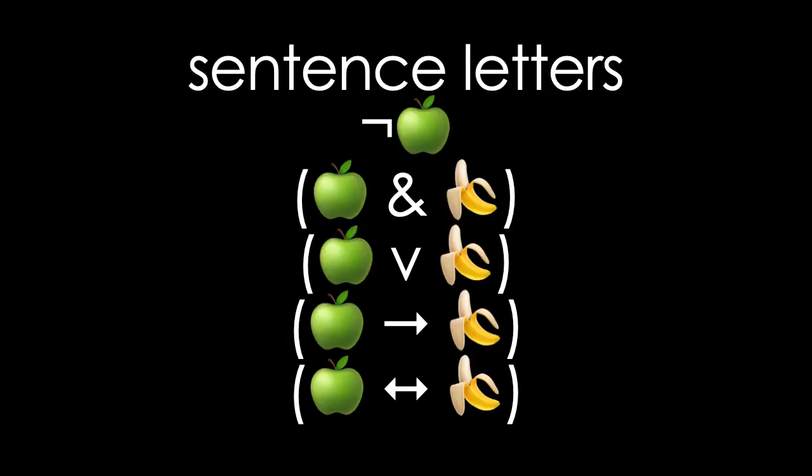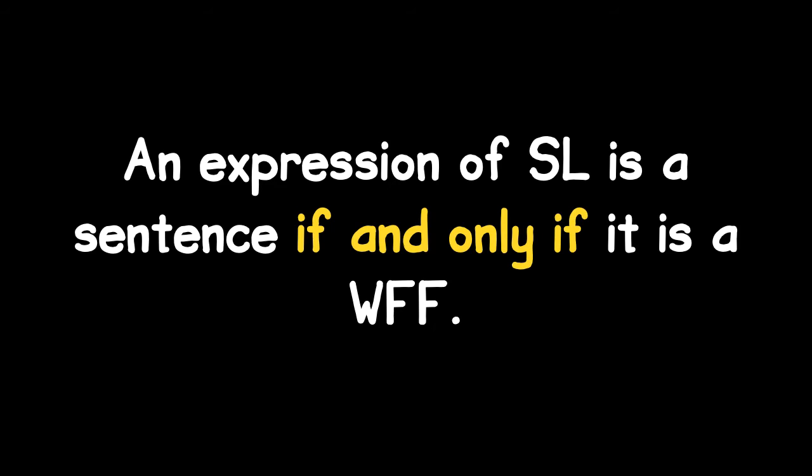Recall that a sentence, in the sense we're interested in, is a bit of language that has a truth value. In SL, the atomic formulas are atomic sentences, so they have truth values. The sentence letters all have truth values. And all of the connectives are truth functional. So if the things we connect have truth values, the compound formula does too. That means that the rules we have, which define what counts as a well-formed formula, will always give us something that has a truth value. That means that an expression of SL is a sentence if and only if it's a well-formed formula.